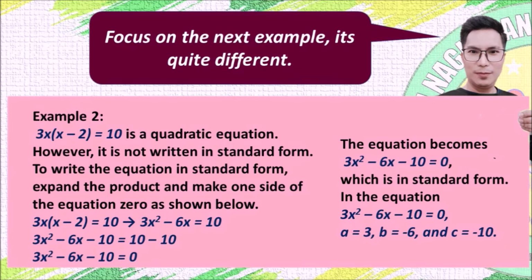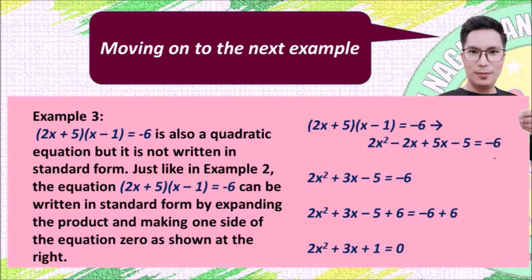3x squared minus 6x minus 10 equals 10 minus 10. 3x squared minus 6x minus 10 equals 0. The equation becomes 3x squared minus 6x minus 10 equals 0, which is in standard form. In the equation 3x squared minus 6x minus 10 equals 0, a equals 3, b equals negative 6, and c equals negative 10. Moving on to the next example.